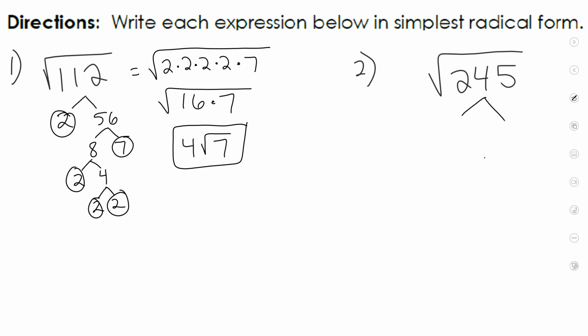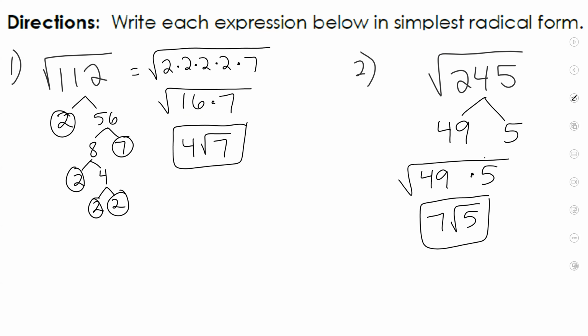Okay, let's do the next one. 245. Let's break this down. I'm going to do 5 because I know that 245 can be divided by 5. Can you guys tell me what 245 divided by 5 is? 49. Oh, perfect. That's good. Okay, so let's rewrite this. 245 can be written as 49 times 5. And what's the square root of 49? Perfect. That's your answer. Okay?